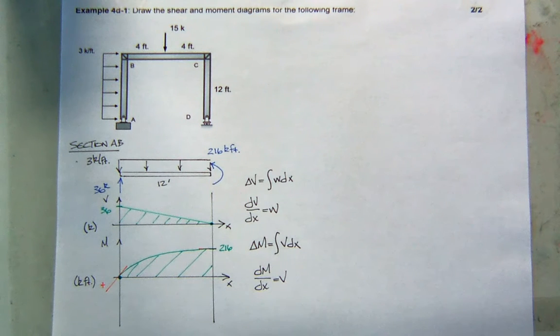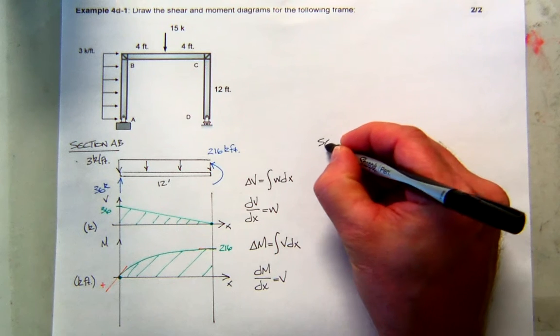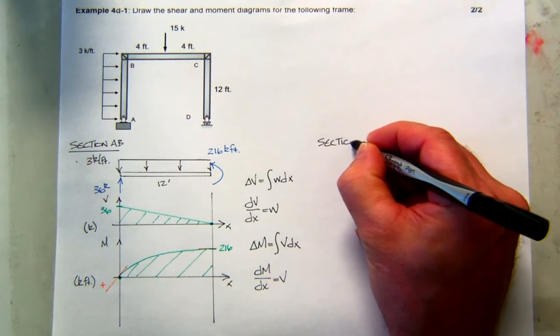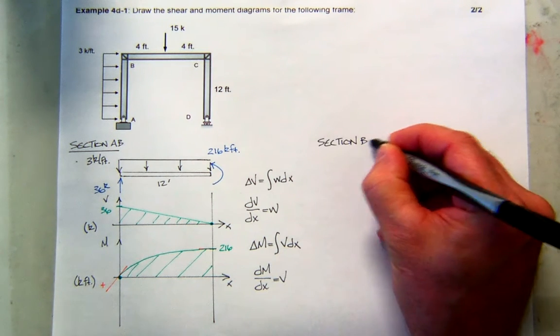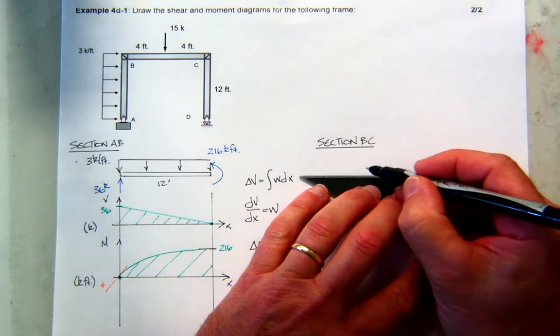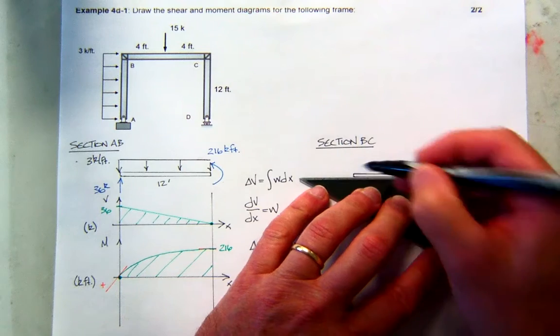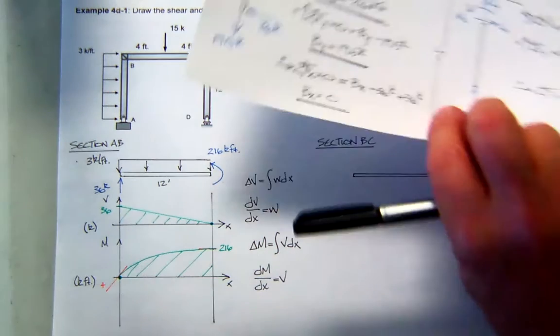All right. I can feel the end coming. So now we'll go to the last piece that we need, which would be section BC. So let's draw that. So here's the beam from B to C. I'll bring back our calculations so you can see them for a second.